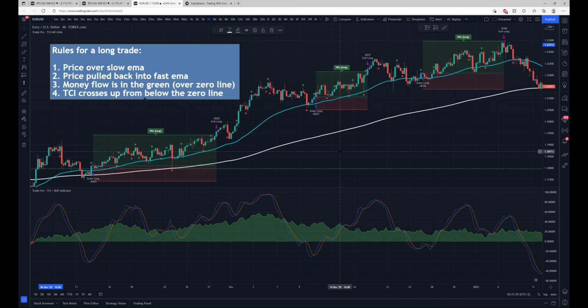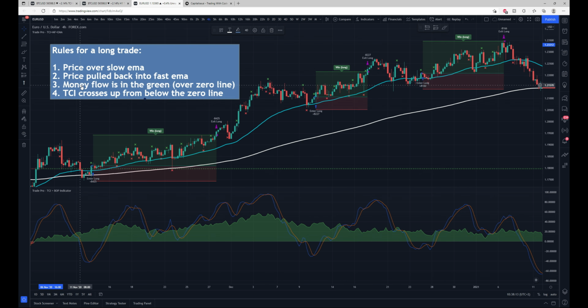Now, rule number one is that the price needs to be over the slow exponential moving average for a buy. So this is a 200 period exponential moving average. And then the other rule is the price needs to have pulled back into the fast EMA. So in this example, the fast EMA is this blue line, which is a 50 period exponential moving average. And price needs to have come up above the 200 EMA, then pulled back into the fast EMA. So you can see pullbacks into the EMA.